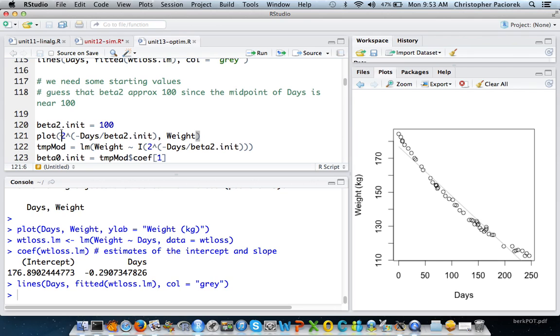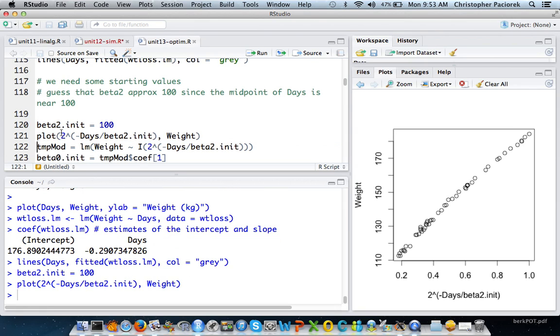If I were doing a linear regression of yi on the 2 to the minus ti over beta 2 values, then when I plot those, I should see a roughly linear relationship. So suppose I do that. I'm just going to take beta 2 to be my starting value, a somewhat arbitrary value, and plot the relationship between the covariate and the observations, which are the weights. Yeah, it doesn't look too bad. That looks sort of linear. So maybe I'm willing to proceed with beta 2 being initialized at that value.